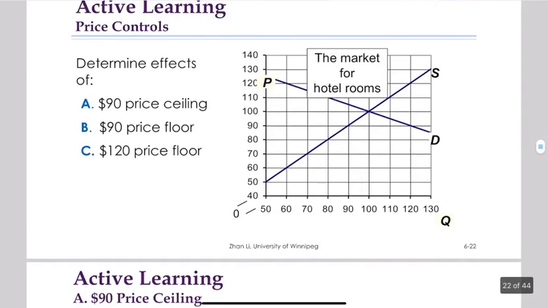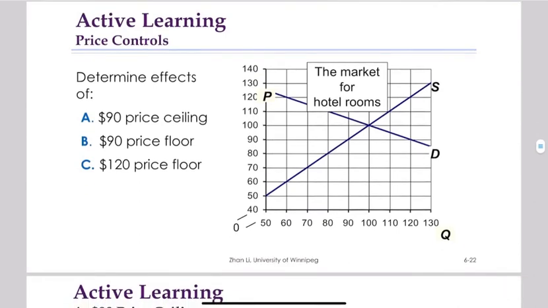Okay, now let's look at this example here. This is a problem of price control, and it's actually pretty simple. We are looking at the market for hotel rooms. We want to understand the effect of a $90 price ceiling, a $90 price floor, and a $120 price floor.